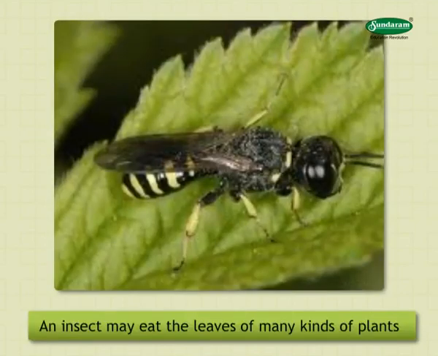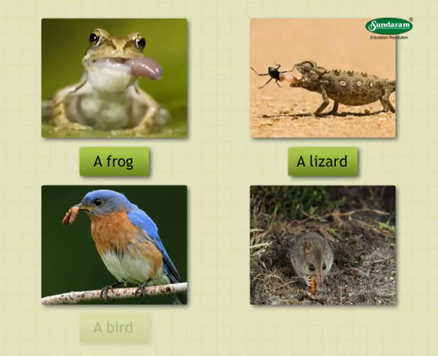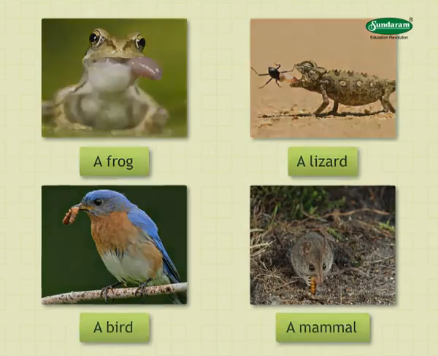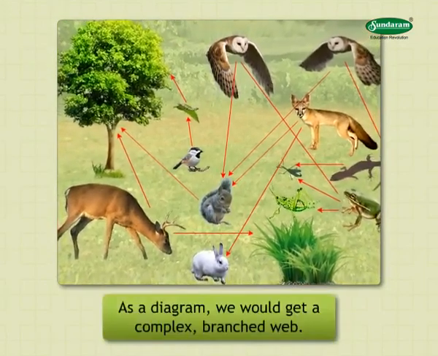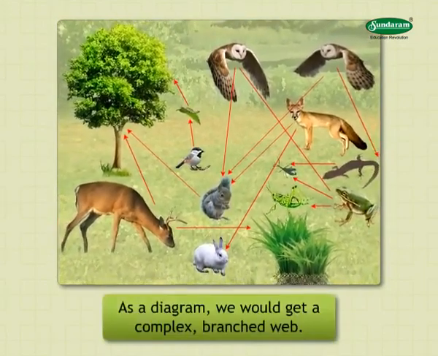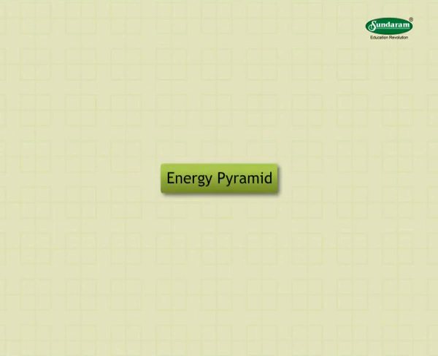For instance, an insect may eat the leaves of many kinds of plants, and it in return may be eaten by either a frog, a lizard, a bird, or a mammal. If this were to be represented as a diagram, we would get a complex branched web. Different food chains intertwine with one another and form the intricate networks called food webs.